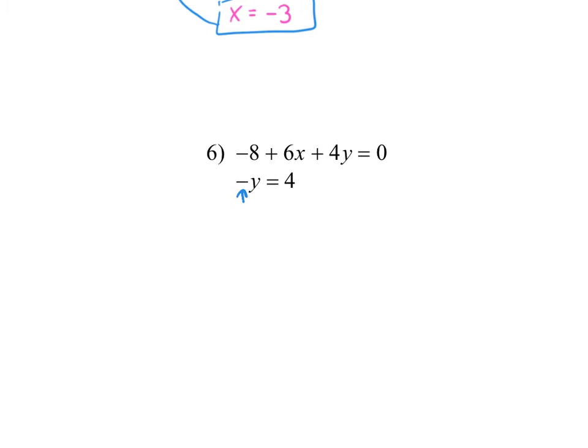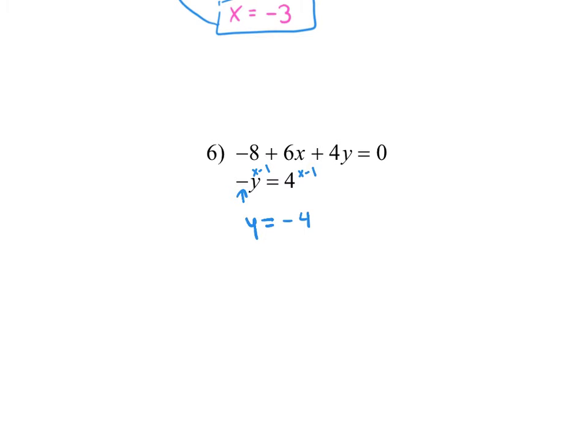Make it positive. How do we make it positive? Multiply by -1. Awesome. So we could either multiply or divide by -1. So let's multiply both of these by -1. If we multiply the negative y by -1, we have to multiply everything in the equation, so we have to multiply 4 by -1. So y is equal to -4.